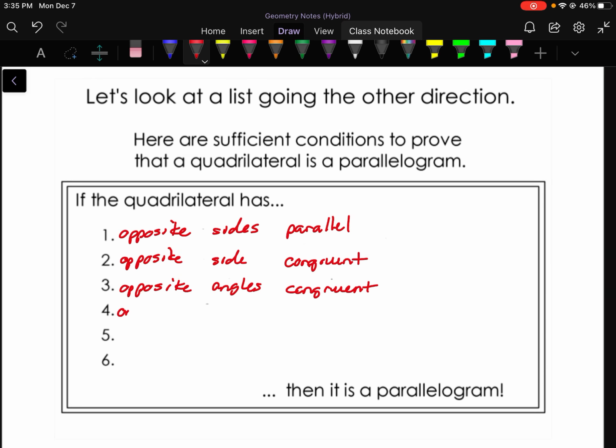The fourth one, if we have one pair of opposite sides parallel and congruent, then we have a parallelogram. So one pair of opposite sides that are parallel and congruent. It's got to be both. Consecutive angles supplementary.